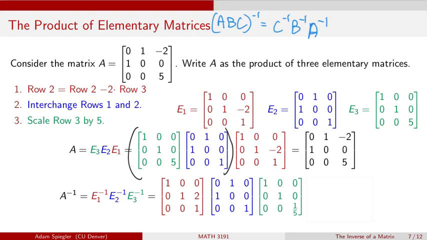So these are the inverses of each of the elementary matrices, and I am taking the product in the reverse order, and the result I get in the end is that A inverse is equal to a 3 by 3 matrix where the top row is 0, 1, 0. The second row is 1, 0, 2/5, and the third row is 0, 0, 1/5.